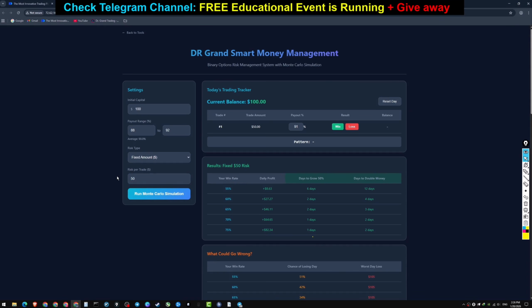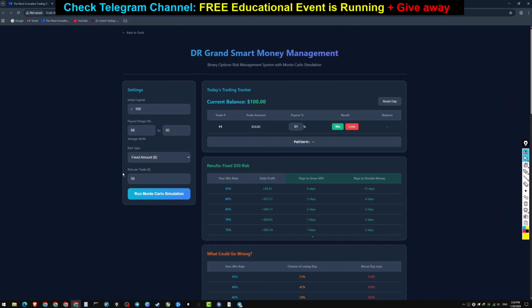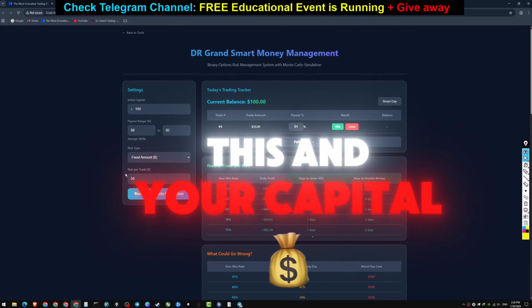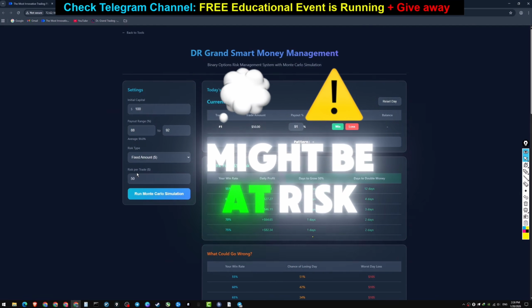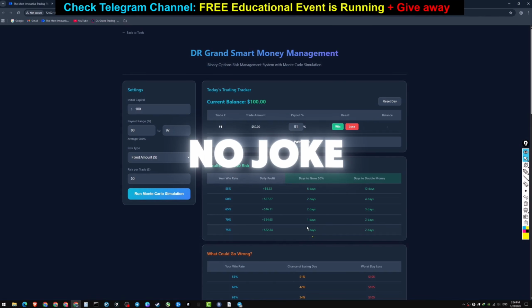Growing a small account is a bit risky if you want to grow fast. We need to use a higher amount, which is risky and not suggested. I'm not suggesting to do this. I'm doing this only in my personal trading session. I'm not suggesting people do this, and your capital might be at risk in trading in general, okay? This is the financial market. This is no joke.